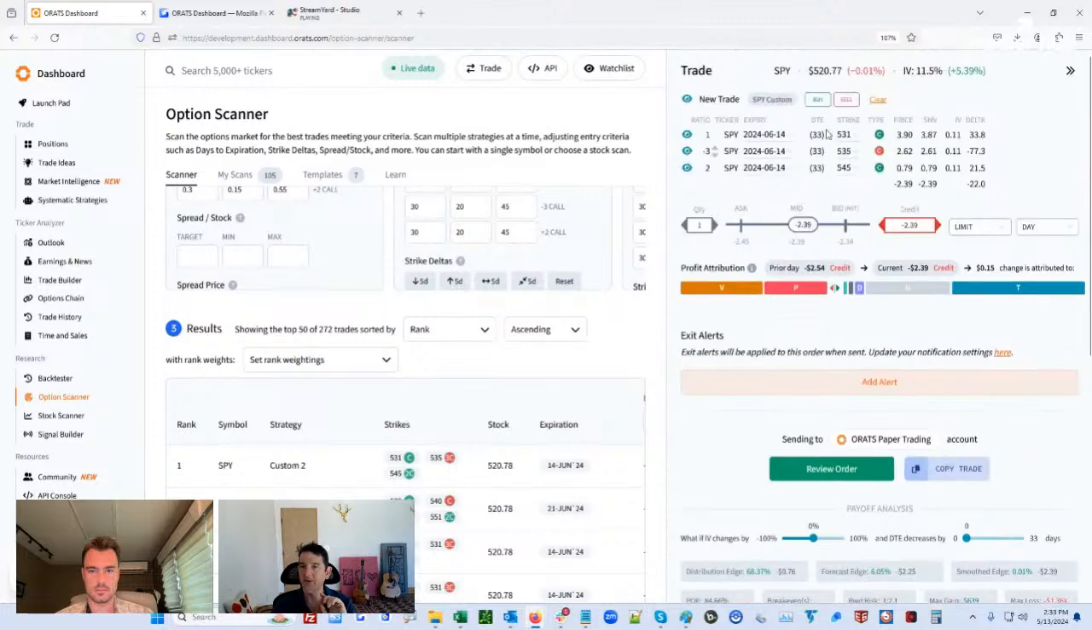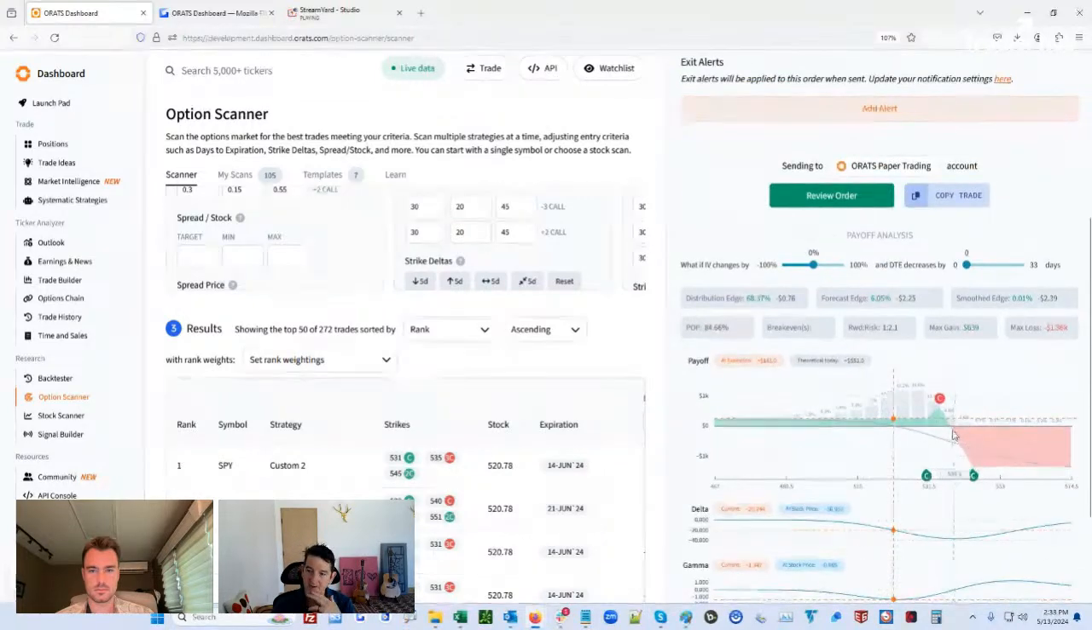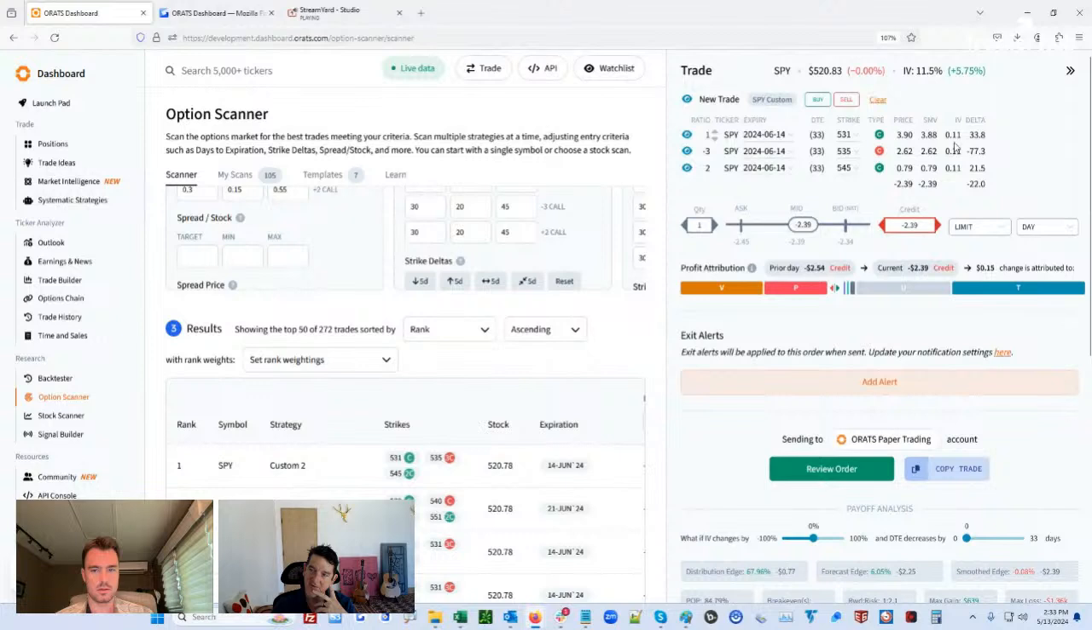Is this a longer term? Yeah, it's a little bit longer term. This is kind of taking advantage of the calls being high volatility versus there's no skew in that. All right, you want to do this one too? Yeah, let's do that one. Okay.